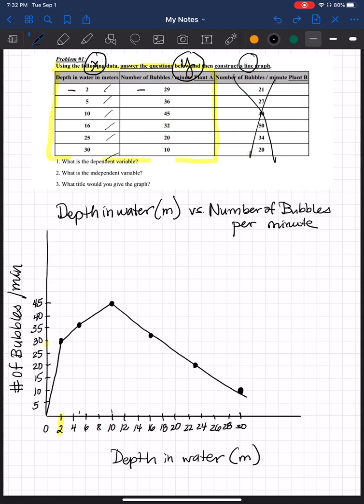So it's asking us, what is our dependent variable? Hopefully you remember from our lecture that the dependent variable is the one that's being measured. So what are we measuring? Are we measuring depth in water, or are we measuring number of bubbles per minute? Hopefully you said number of bubbles per minute.